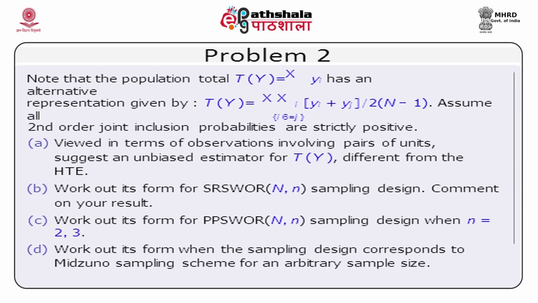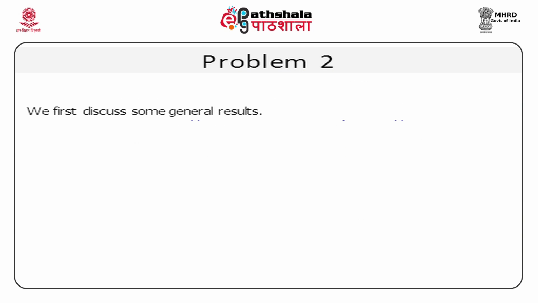Okay. So, let us note once more that the population total has a first order representation, the summation of y_i. It also has a second order representation involving pairs of observations, T_y equal to the double summation of (y_i plus y_j) divided by 2(N minus 1), and so on. That suggests that you can also come up with an alternative estimator for the same population total. That is question number A. Viewed in terms of observations involving pairs of units, suggest an unbiased estimator. Okay? Can you continue? We first discussed some general results.